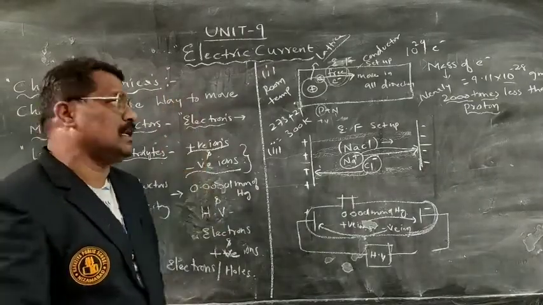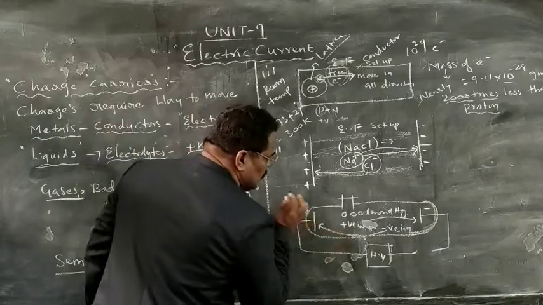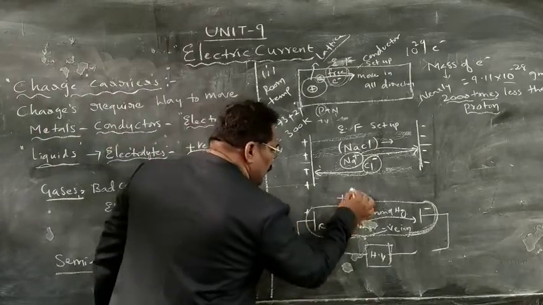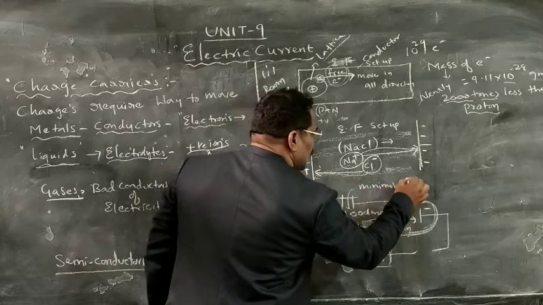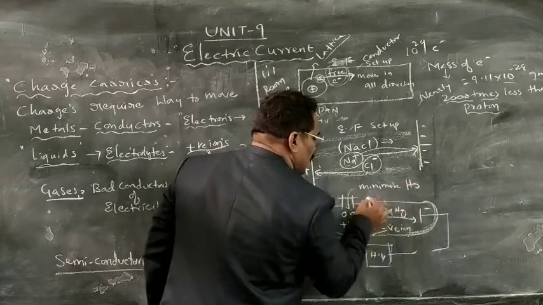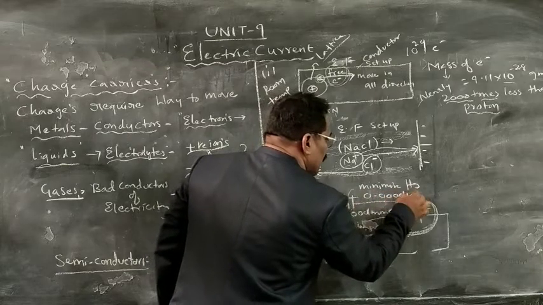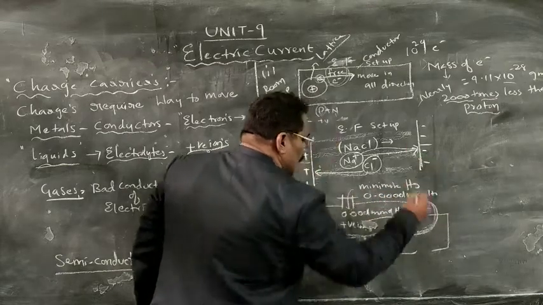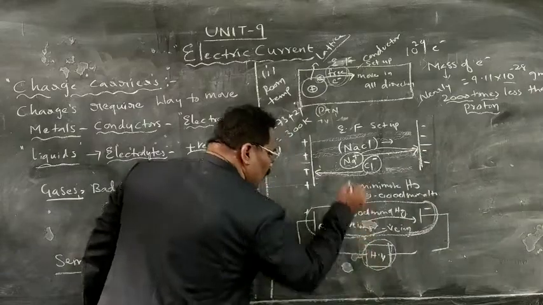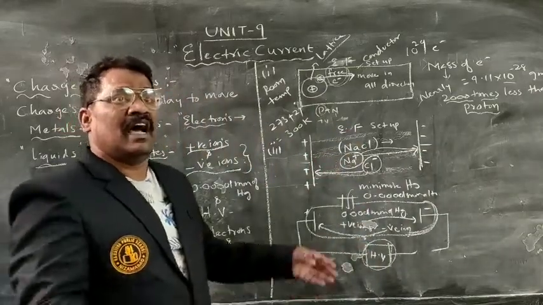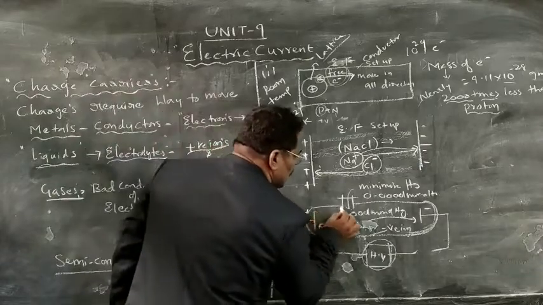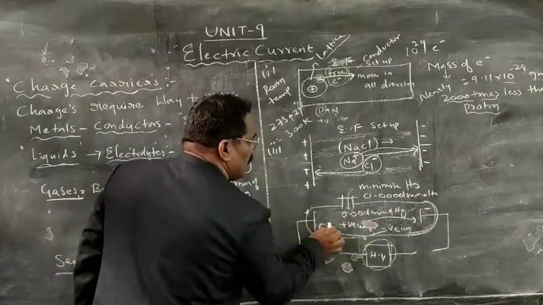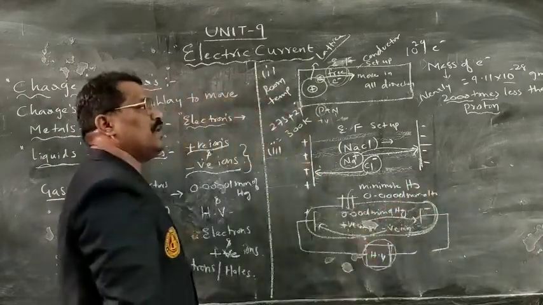A special condition. Within this particular discharge tube, if I minimize the pressure up to 0.00001 millimeter of Hg and apply a high voltage battery, then what happens there? Within this particular gas, what happens? Charges will get moving.